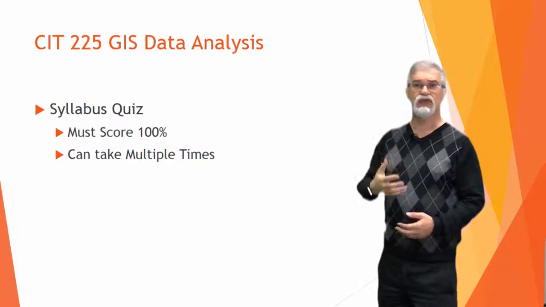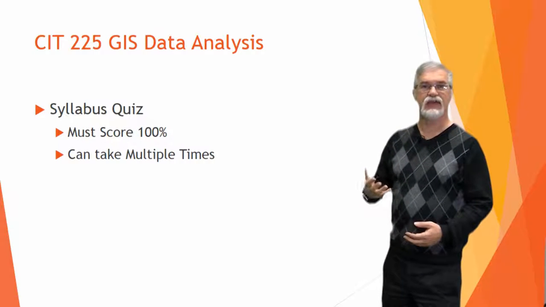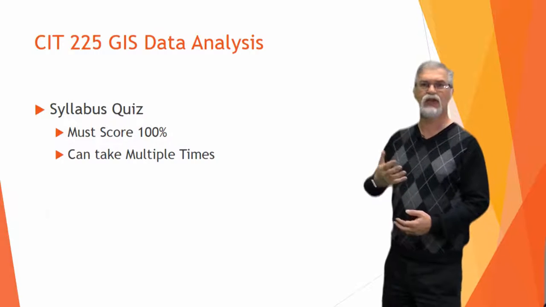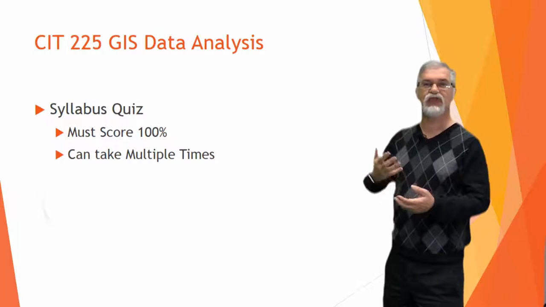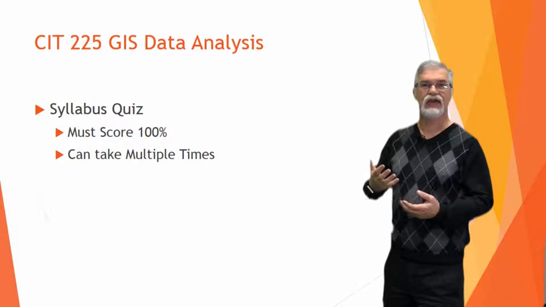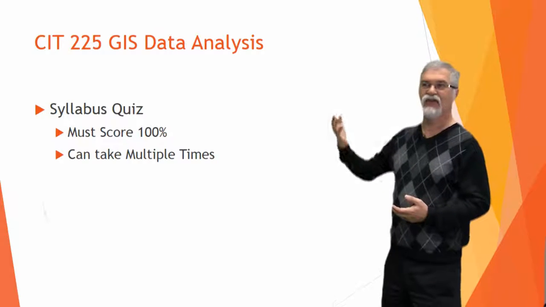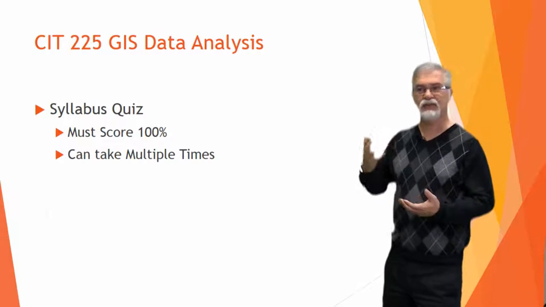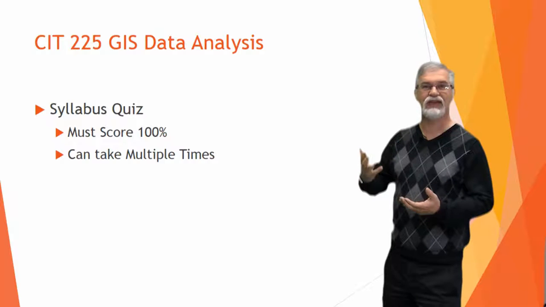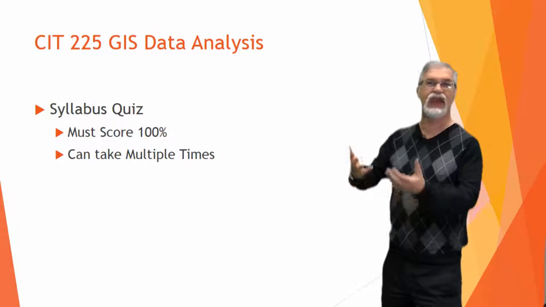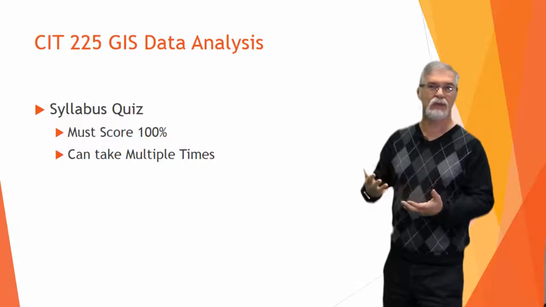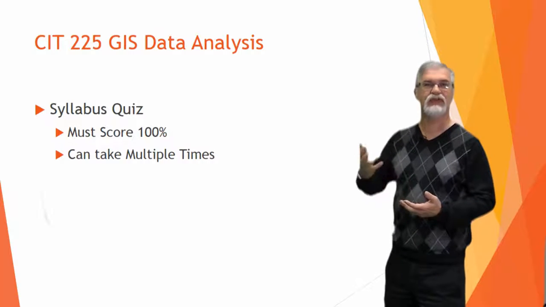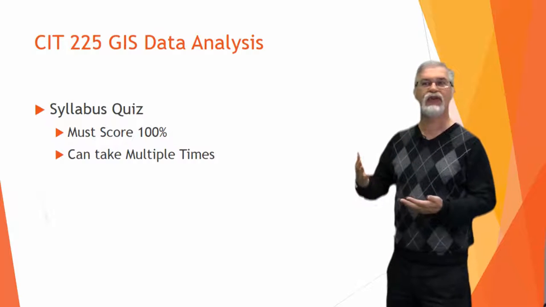So the first thing that we do is we require you to take a quiz over the syllabus. And that may sound a little bit strange, but we want to make sure you understand the full functions of the course, and so you have this quiz that you have to take over the syllabus. It's a very short quiz. You can take it as many times as you want to, but you must score 100% before you get into the actual course material. If you don't score 100%, you take it again until you score 100% on it. So you can have these multiple attempts, and it counts nowhere in your grade.